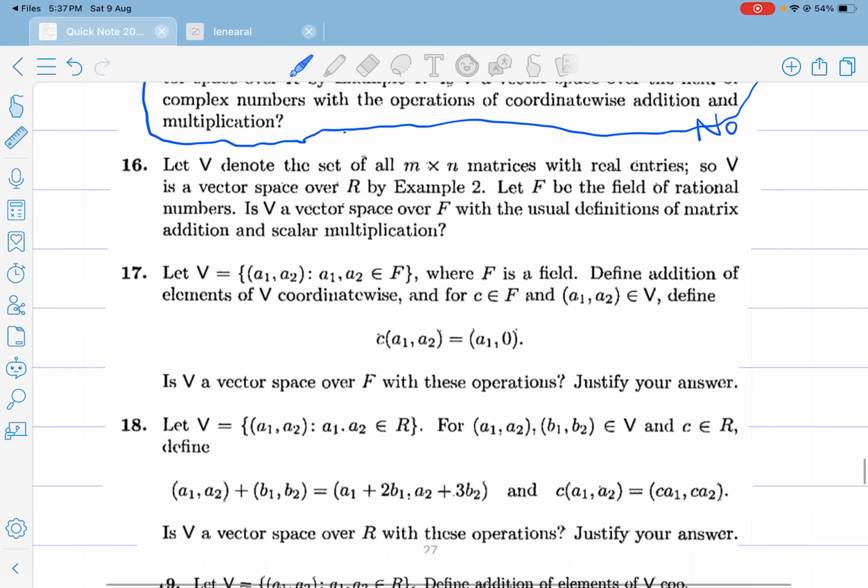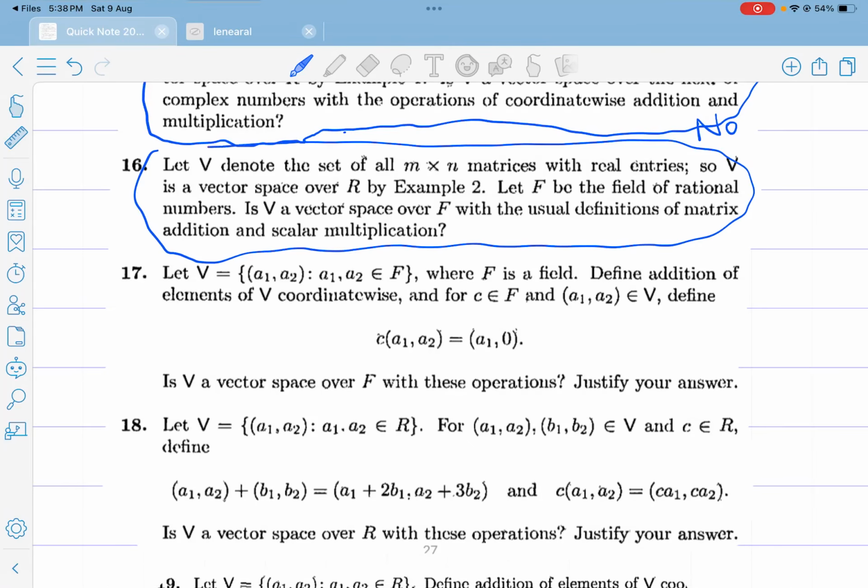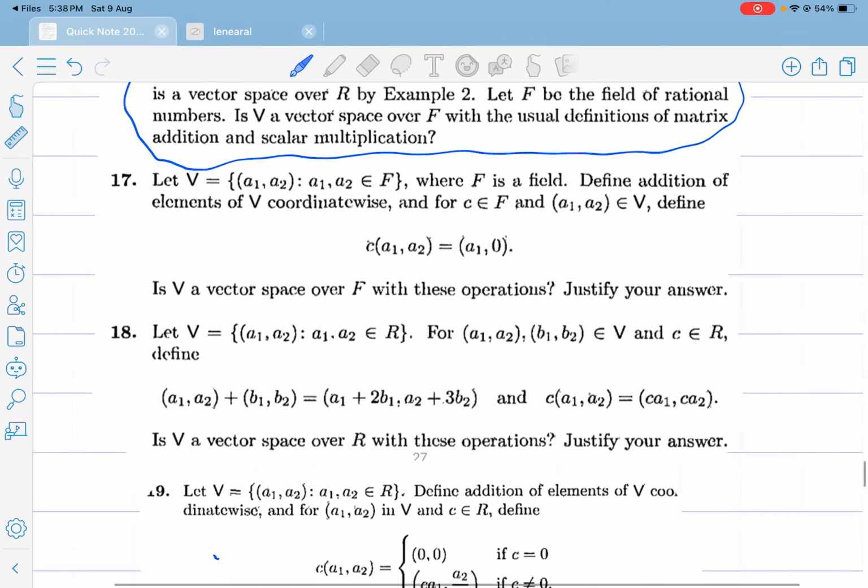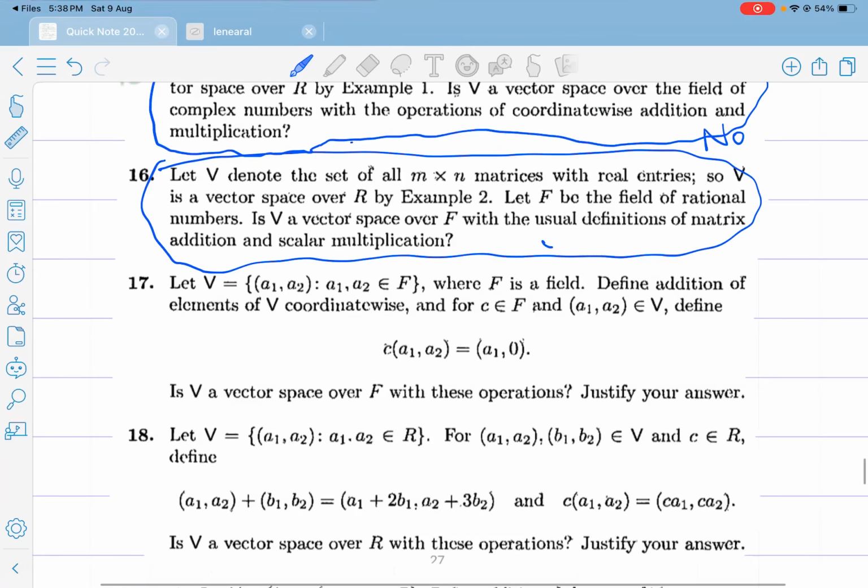Now we will discuss the 16th one. Let V be the set of m cross n matrices with real entries, and V is a vector space over R. Let F be the field of rational numbers. Is V a vector space over F with the usual definition of matrix addition and scalar multiplication? Then the answer is yes. Why?